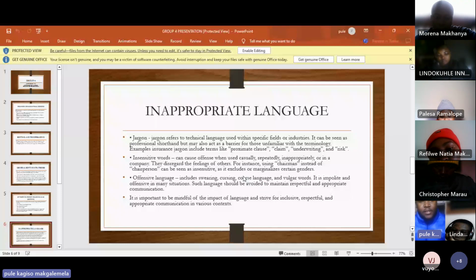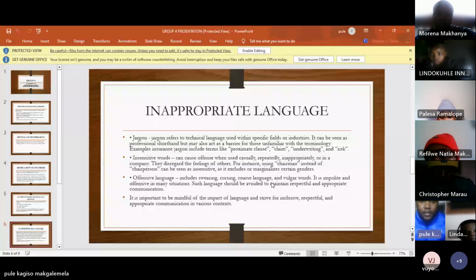Insensitive words can be offensive when used casually, repeatedly, or inappropriately. They disregard the feelings of others. For instance, using chairman instead of chairperson can be seen as insensitive, as it excludes or marginalizes certain genders.